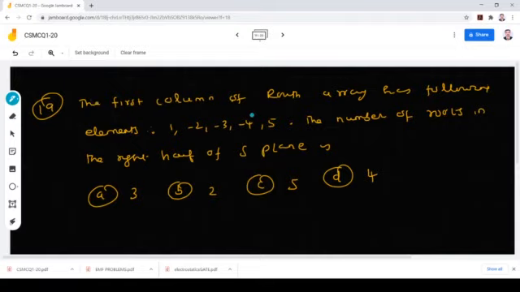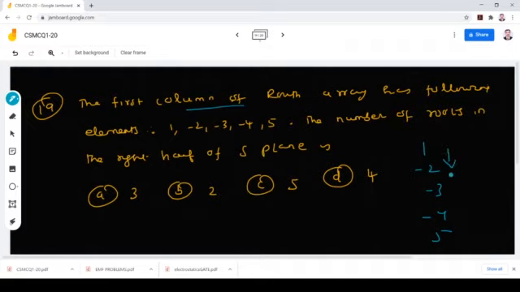The first column of a Routh array has the following elements: 1, minus 2, minus 3, minus 4, 5. What is the number of roots on the right of the S-plane? They are talking about the first column. The number of roots on the right of the S-plane is given by the number of sign changes.